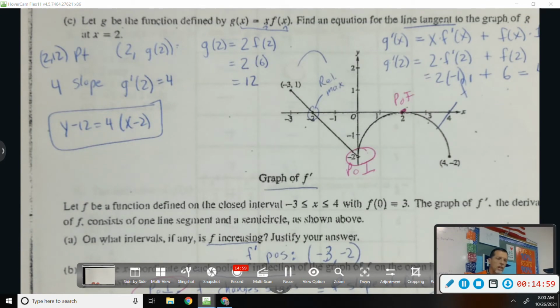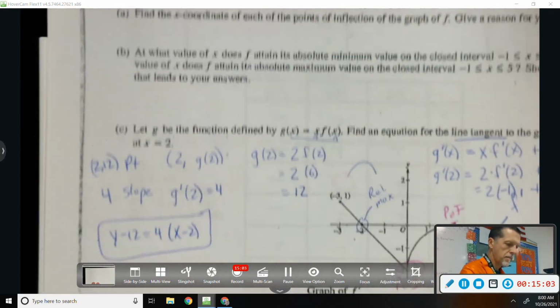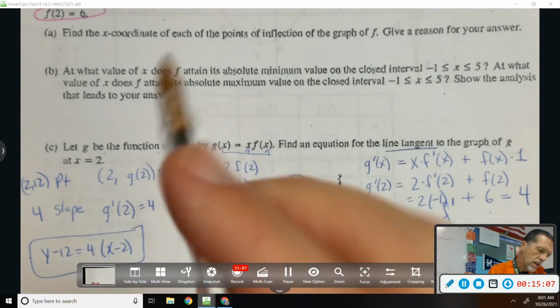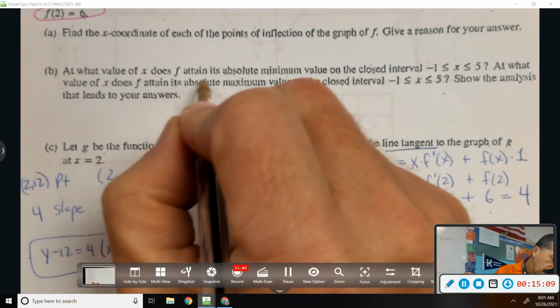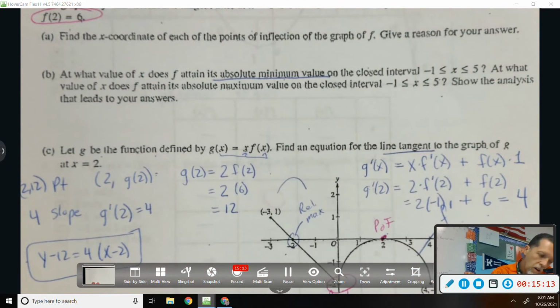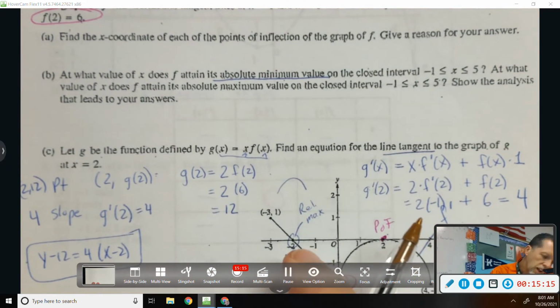Can you also go for B? I don't understand the absolute max. Okay. At what value of x does f obtain its absolute minimum value on the closed interval -1 to 5?